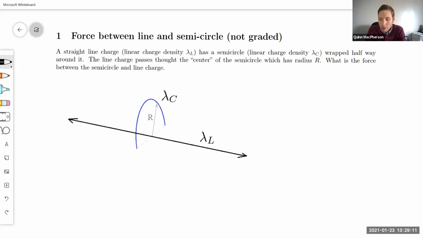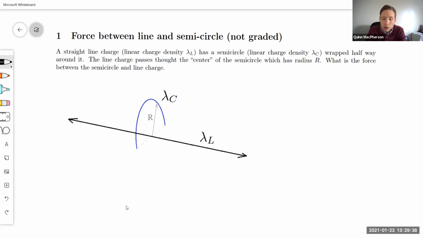Hello, in this video I'm going to show how to solve for the force between an infinite line charge and a semicircle, centered at that line charge, that wraps around like so, as drawn in this picture. We're told that the line charge has charge density, or charge per unit length, lambda L. The semicircle has charge per unit length lambda C, and the circle has radius R.